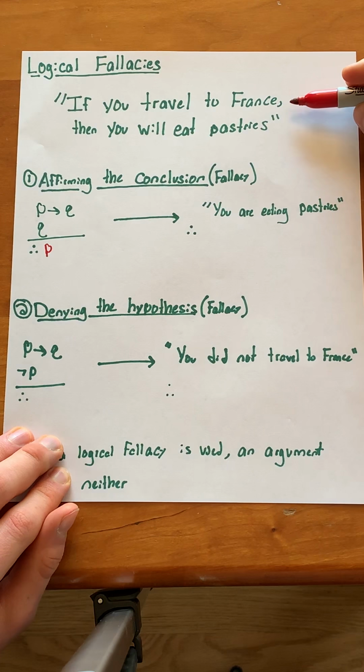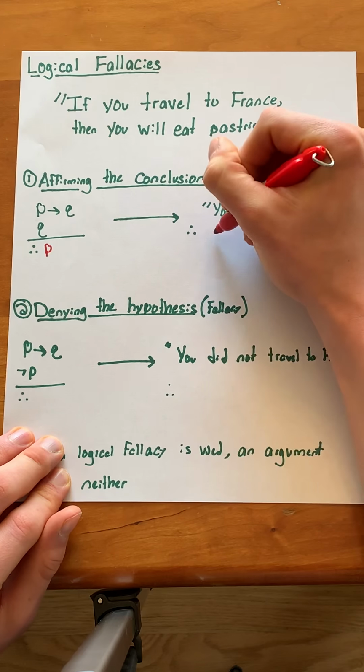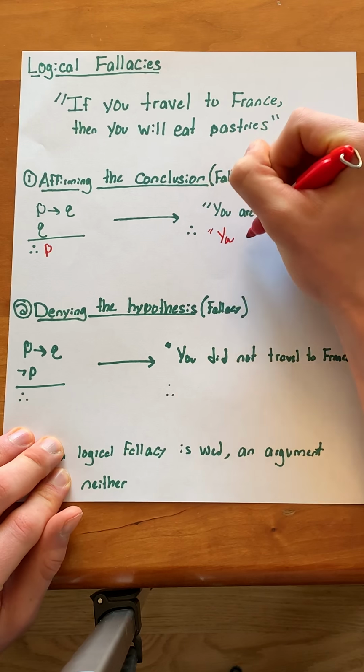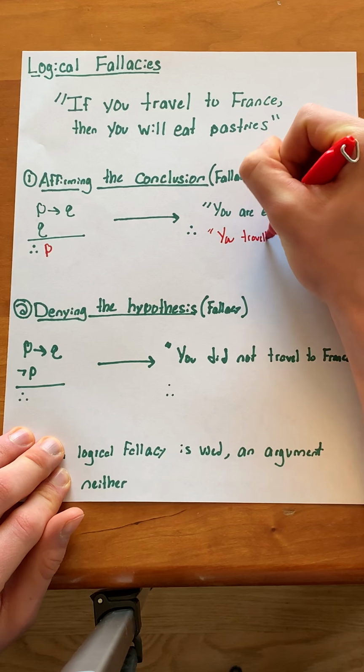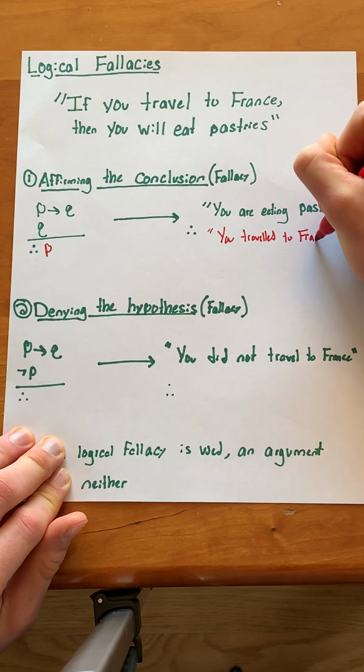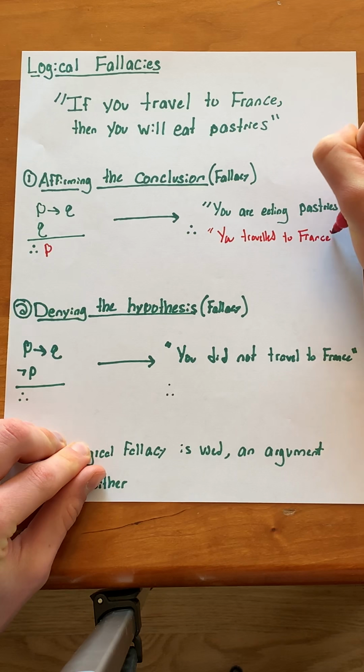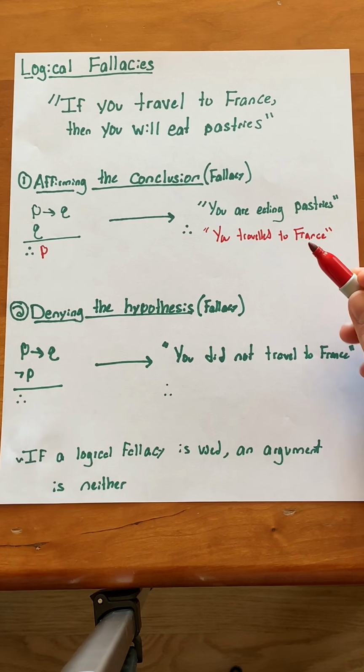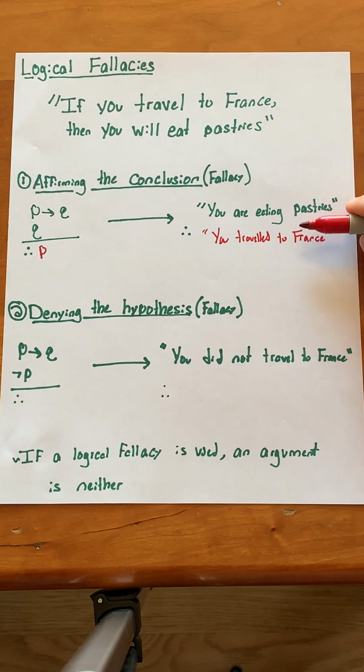In terms of our premise up here, we would confirm the conclusion that you are eating pastries, and say that this means you traveled to France. However, we know this isn't correct. You can eat pastries in places outside of France, which is why this is a fallacy.